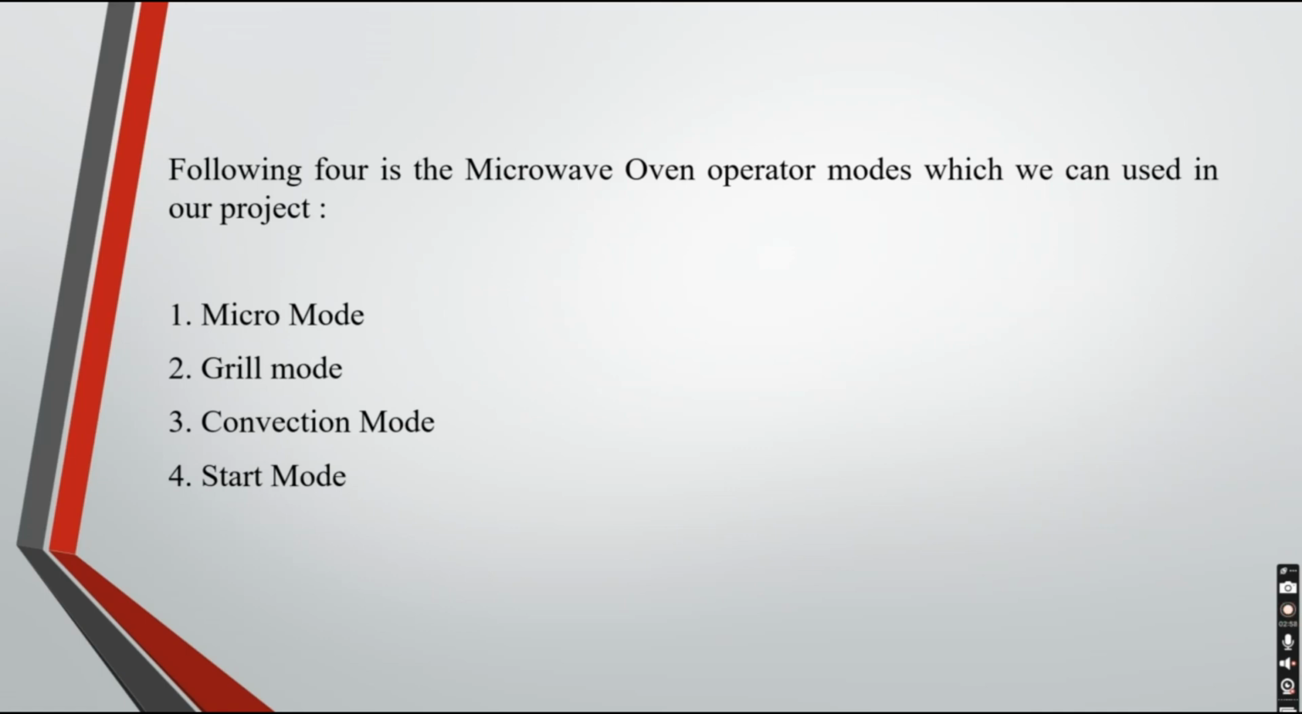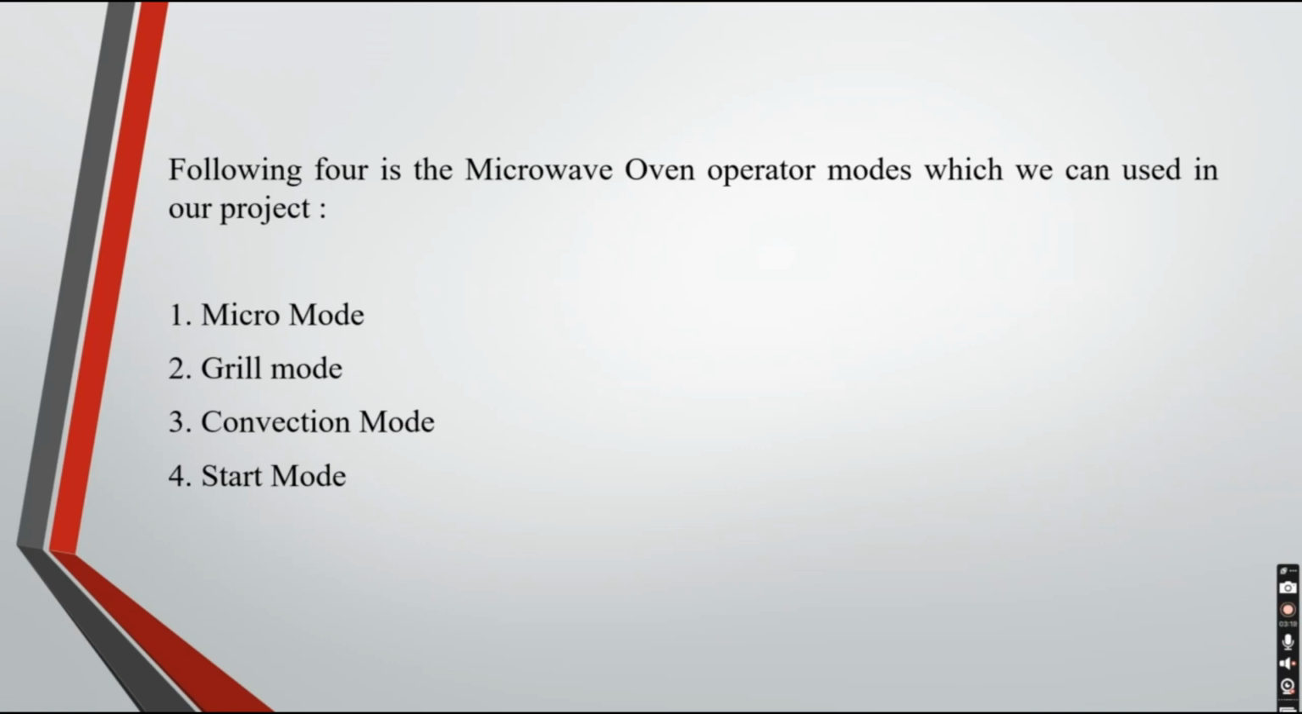The second one is grill mode. Grill mode is a mode in which the embedded system uses a heating element to grill food. Grilling is a cooking method in which food is cooked by direct heat from above. Grill mode is often used to cook meat, fish, and vegetables.